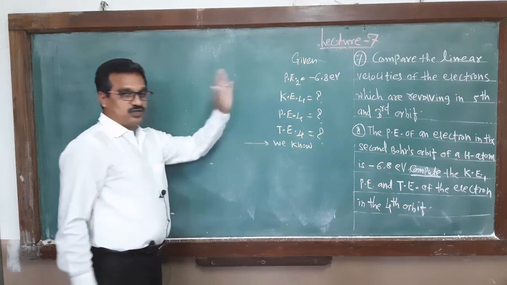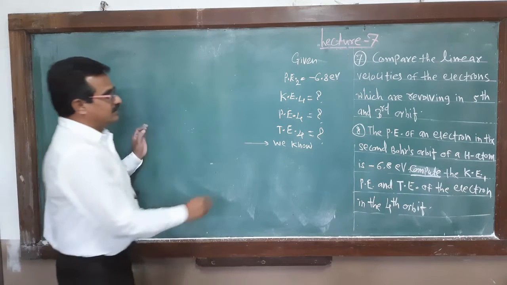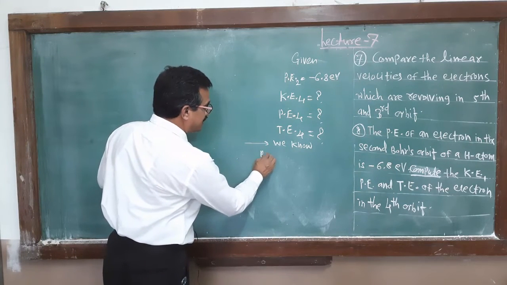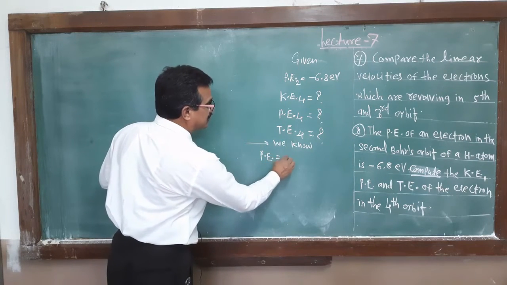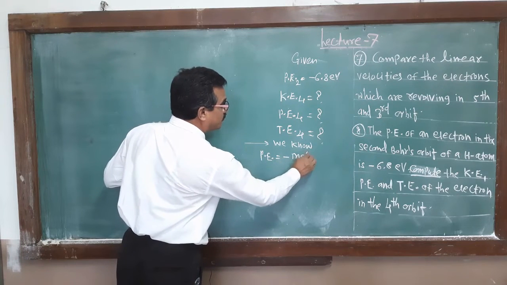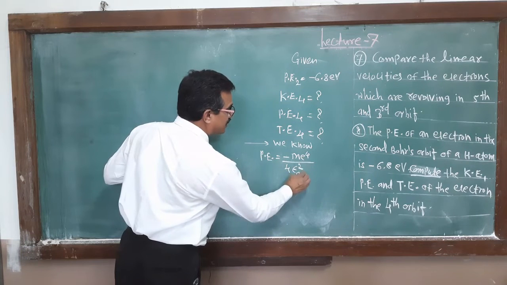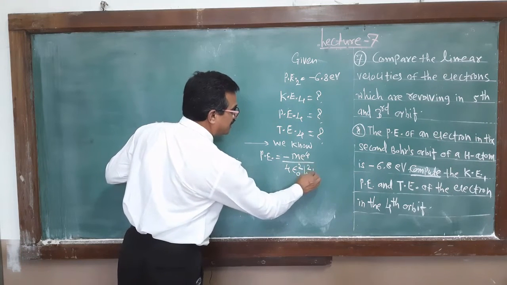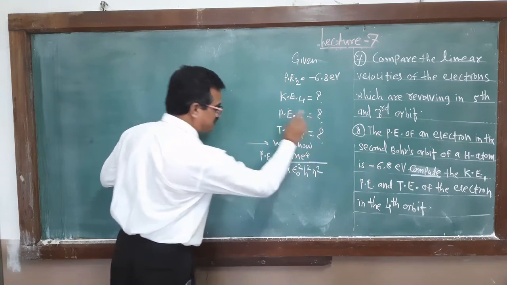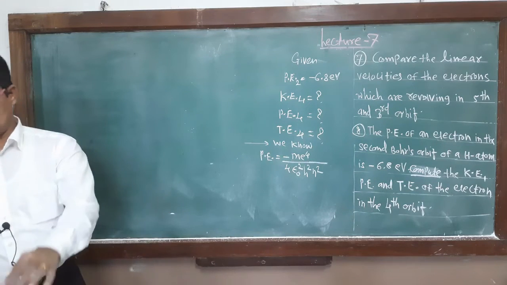Before finding this, we know the expression for the potential energy. Potential energy in the nth orbit is equal to minus m e raised to 4 over 4 epsilon 0 square h square multiplied by n square. This is the expression for the potential energy.